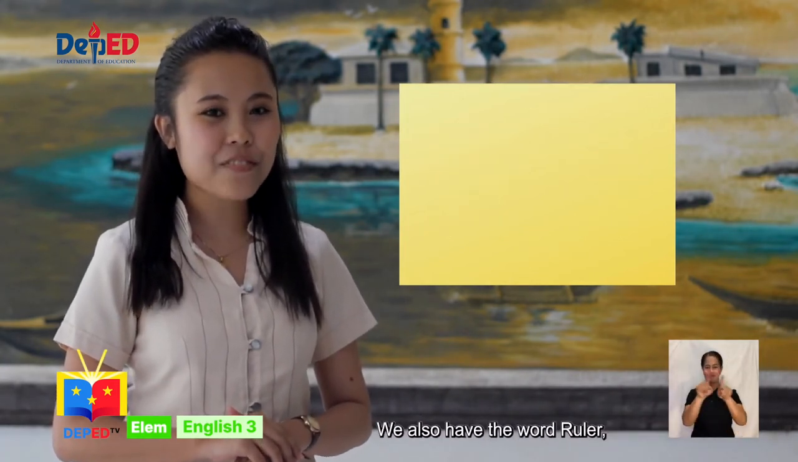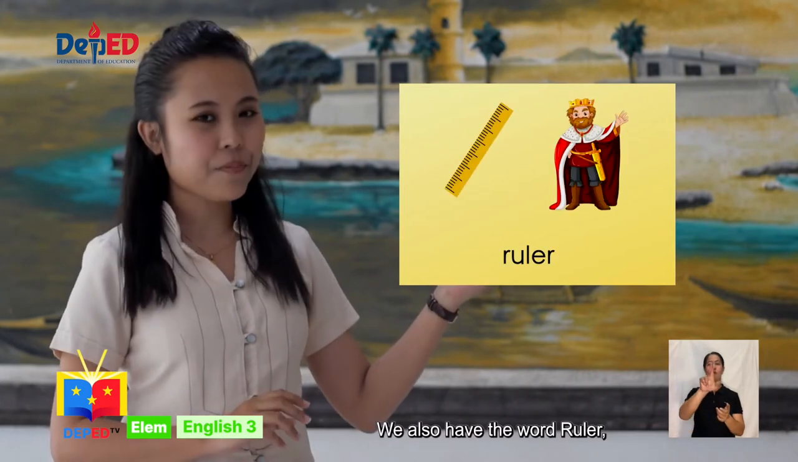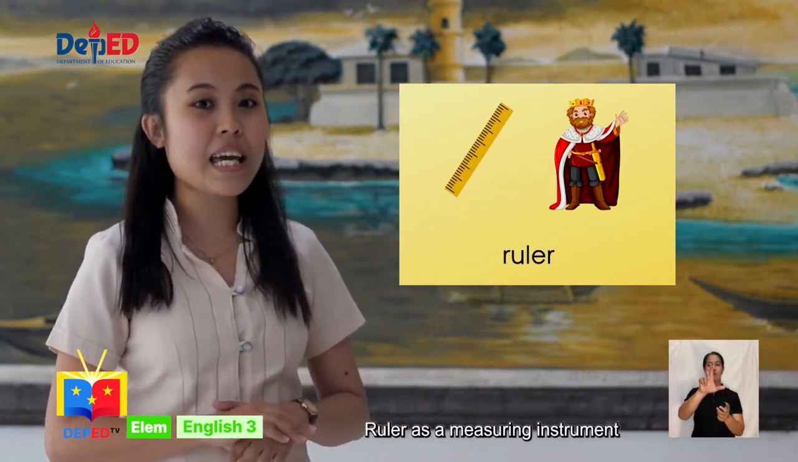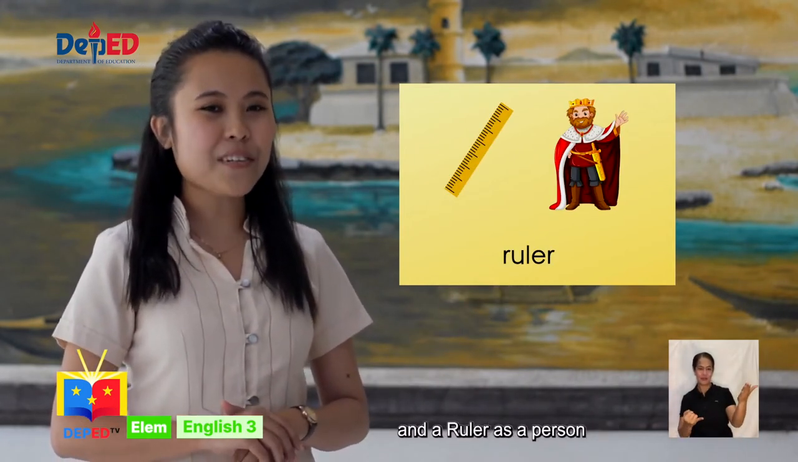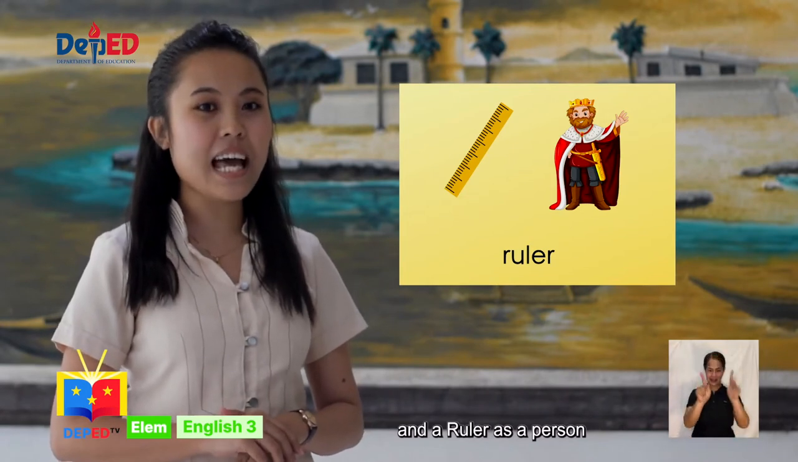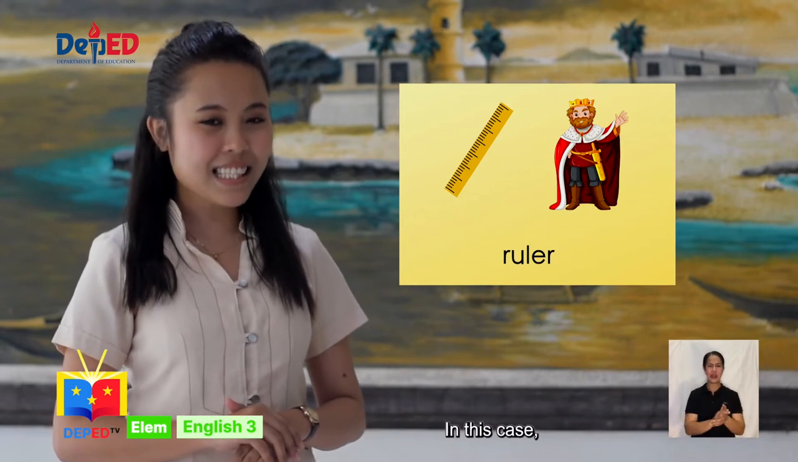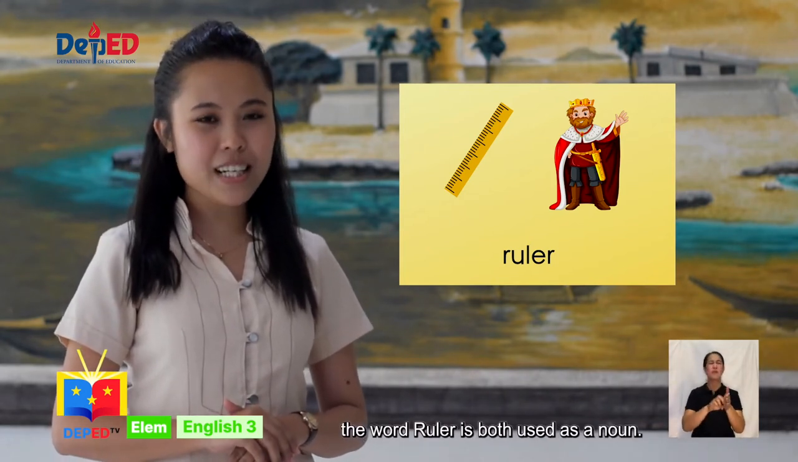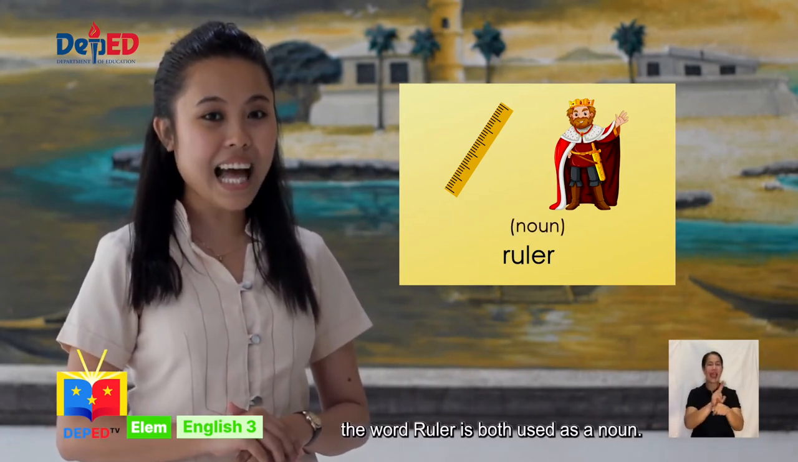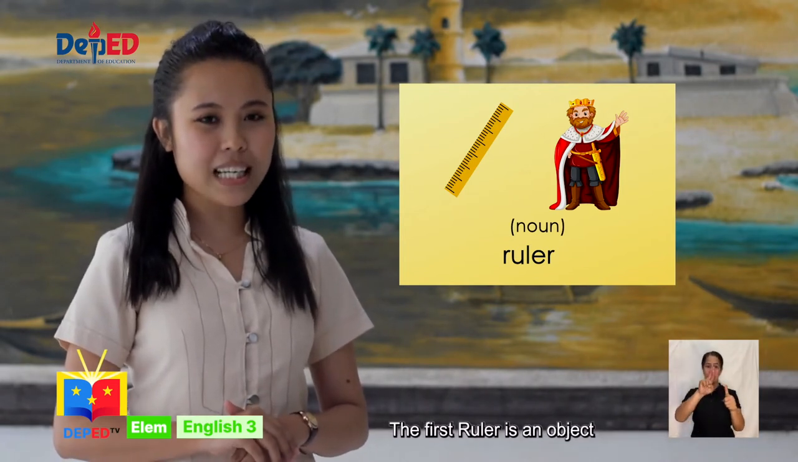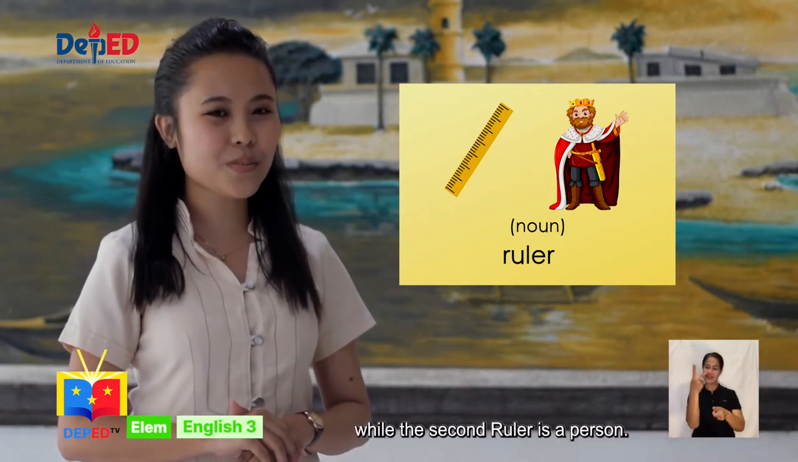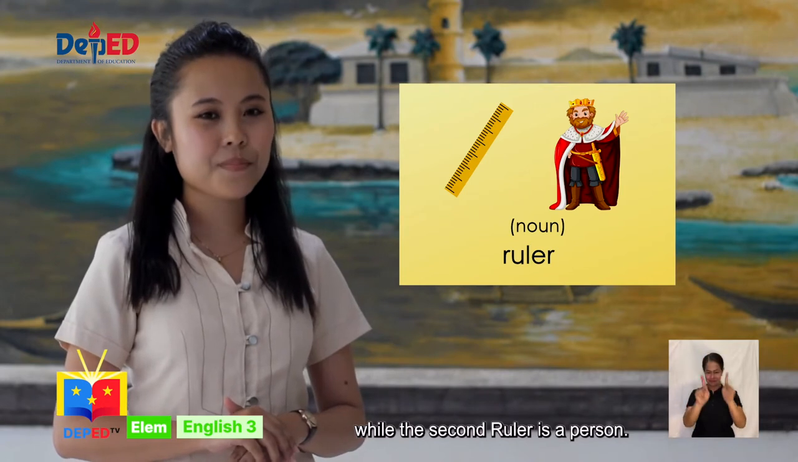We also have the word ruler. Ruler as a measuring instrument and ruler as a person exercising government or dominion. In this case, the word ruler is both used as a noun. The first ruler is an object, while the second ruler is a person.